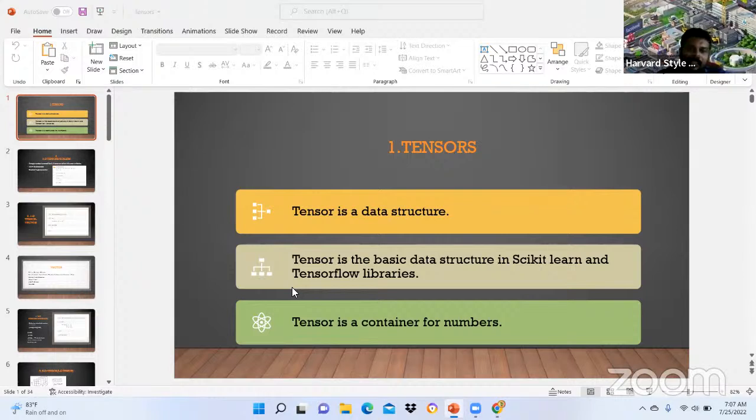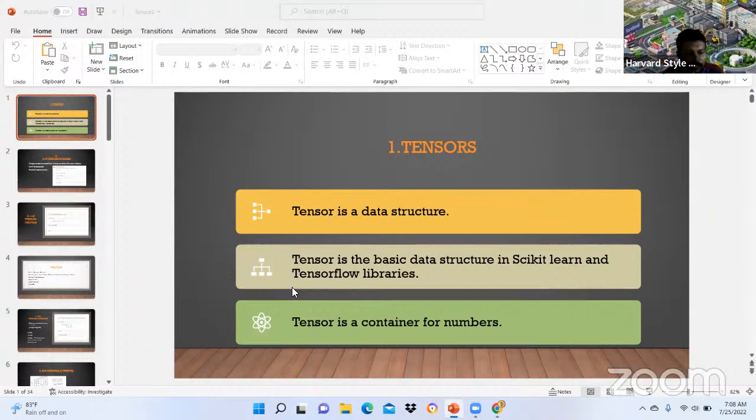Tensor is the basic data structure in scikit-learn and TensorFlow libraries. I told you scikit-learn is the heart of machine learning, because when we are implementing something in machine learning, we will be using the scikit-learn library. TensorFlow and PyTorch are both used. TensorFlow is a product of Google, and PyTorch is a product of Facebook. Normally, TensorFlow is the most dominating library in the deep learning domain. The TensorFlow name also comes from the name tensors. Right. Then what are we going to store there?